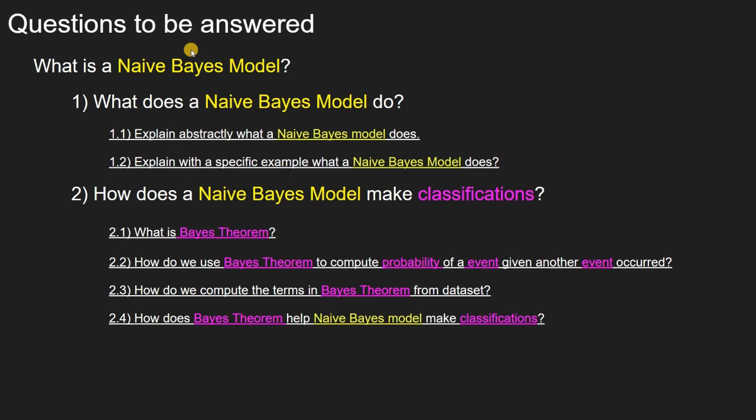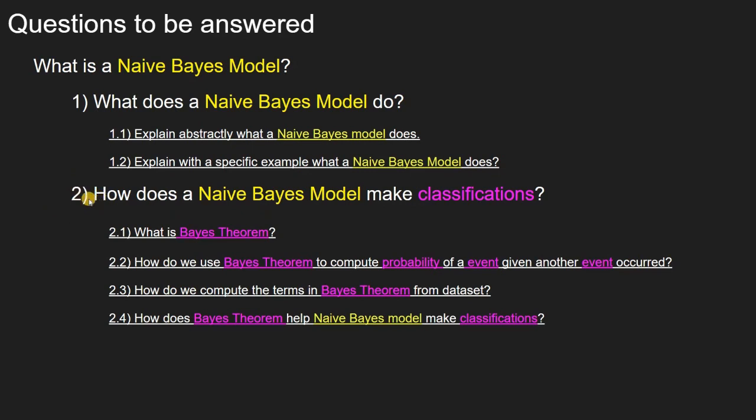All right, so the questions that I'm going to be answering in this video. The general question is, what is a naive Bayes model? To do this, I'm going to be answering 4 major questions, and then I'm going to break those up into sub-questions. The first major question is, what does a naive Bayes model do? I'm going to explain abstractly, or more generally, what a naive Bayes model does, and then in 1.2, I'm going to explain what a naive Bayes model does with a specific example.